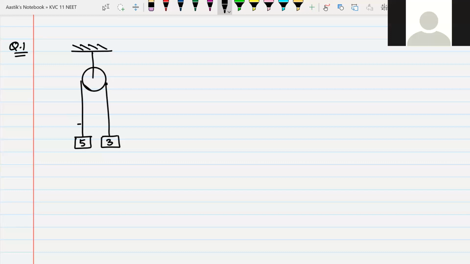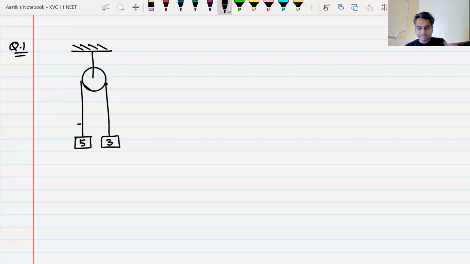So 5 upwards, downwards, 3 upwards. Yes, what is the value of acceleration? I know that 5 will go downwards and 3 will go upwards. What is the value of this acceleration, bacha? Did you get the value?